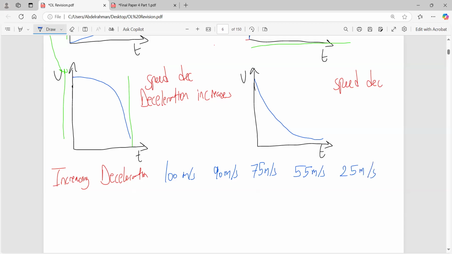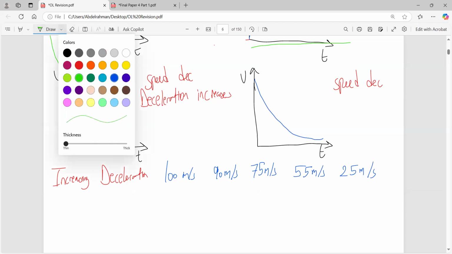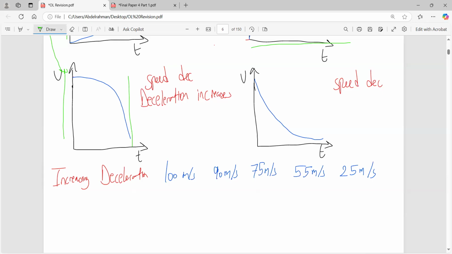Can you check out the numbers? Can you check out the difference between the numbers? Okay. Initially, it decreased by 10, right? We did minus 10, then minus 15, then minus 20, and then minus 30. So what's happening to the difference between them? The difference is increasing.